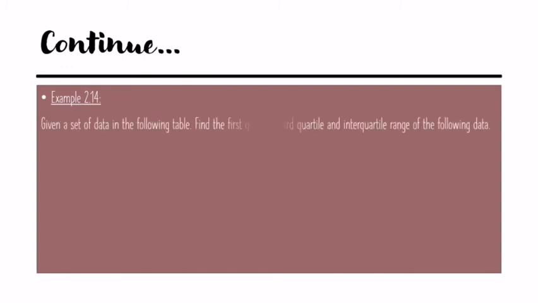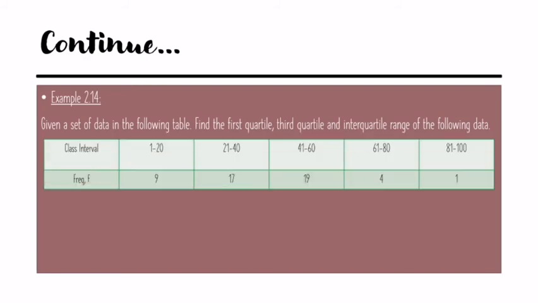So continue. Let's see example 2.14. Given a set of data in the following table, find the first quartile, third quartile, and interquartile range. Here we have the same data as we have used before. We have 5 class intervals, sorry, and the frequency. Now let's see how to solve this problem.